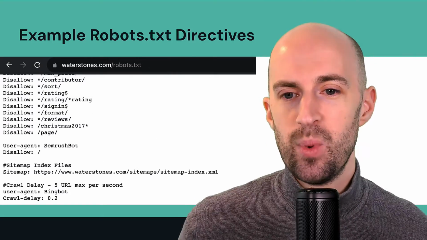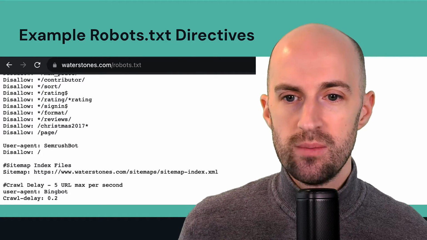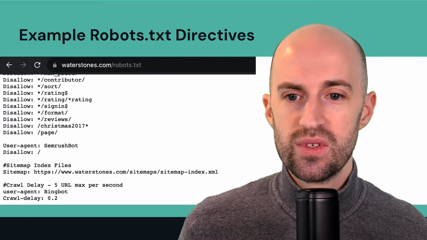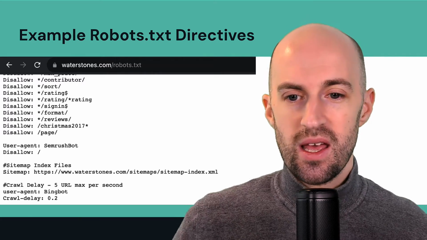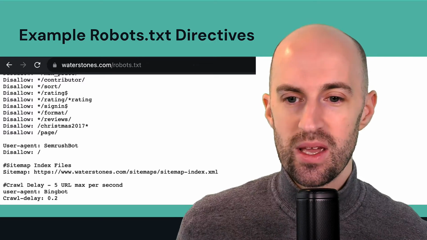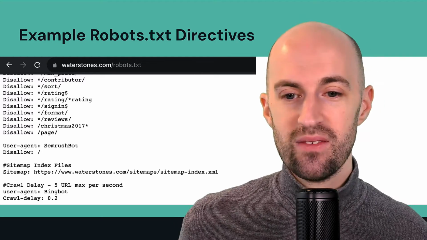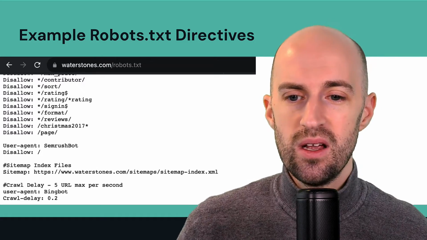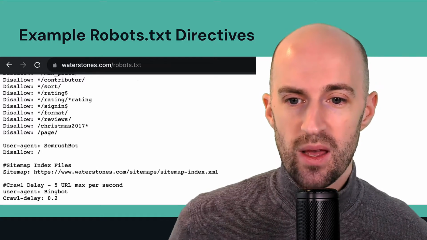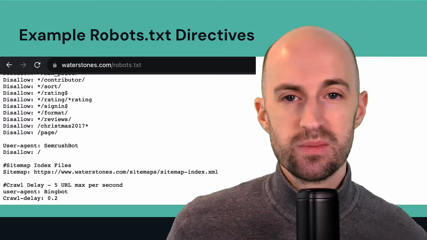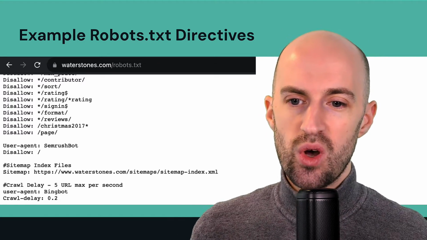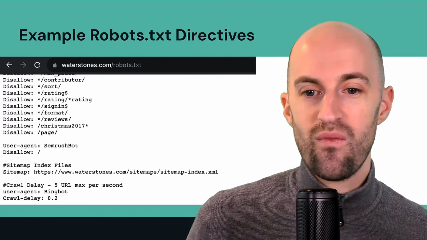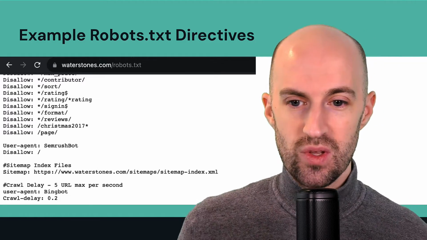So here's an example on waterstones.com. It shows several disallow directives, user agent SEMrushBot. It's disallowing SEMrush from crawling any of the site. It has a sitemap index file here. It also has a crawl delay of 5 URLs maximum per second. So the crawl delay is 0.2 seconds, which means it can crawl 5 URLs per second if you do the maths.